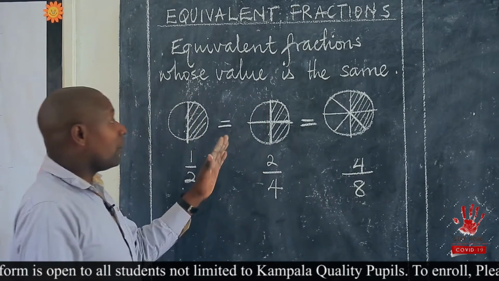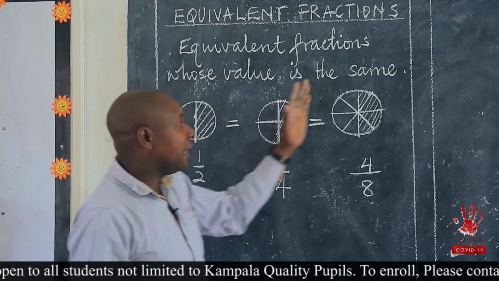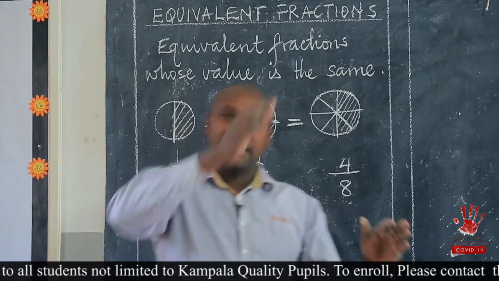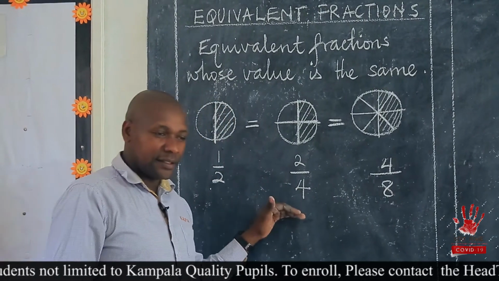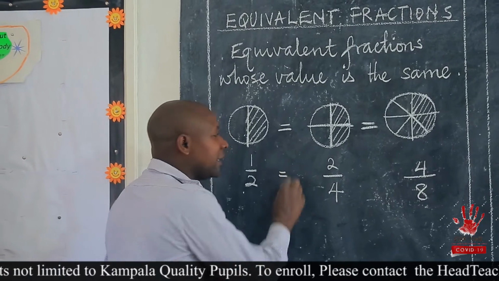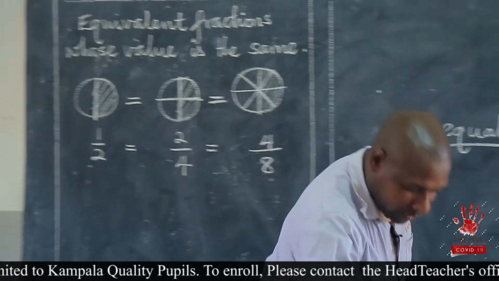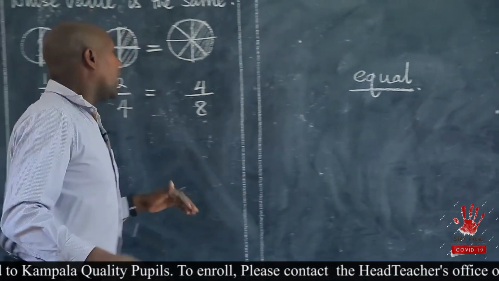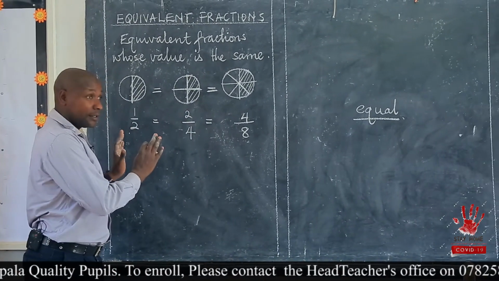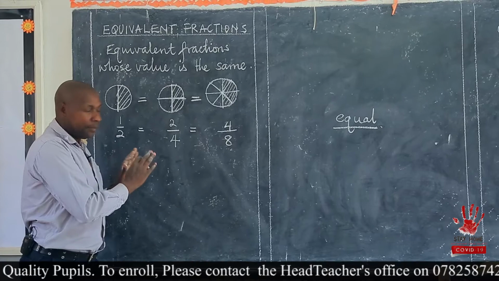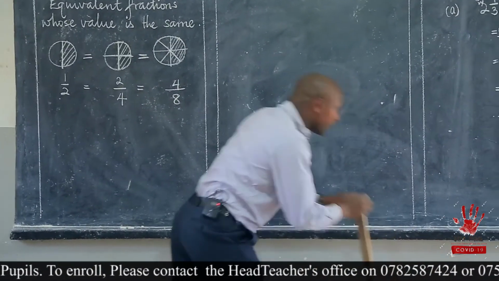These are equal. Why? When you consider the part I shaded here, it is the same part I shaded here, it is the same part I shaded here, but I was just dividing the wholes. Okay? Hope you have watched this. I've said a half is equal to 2/4 is equal to 4/8. We can have other diagrams, but this was just an eye opener that we can even draw more than this. But now let's look how we can find equivalent fractions.